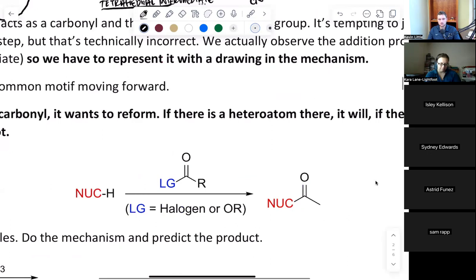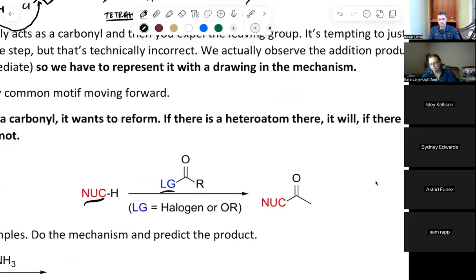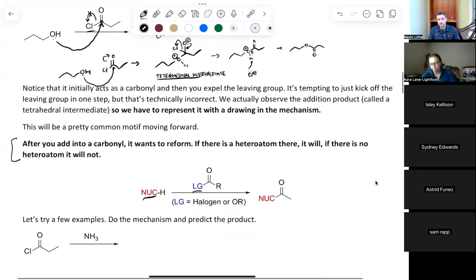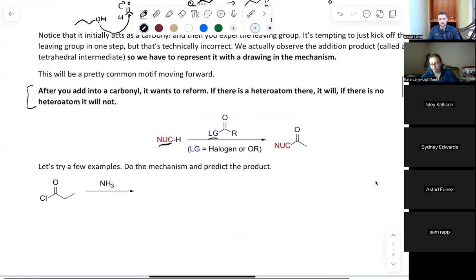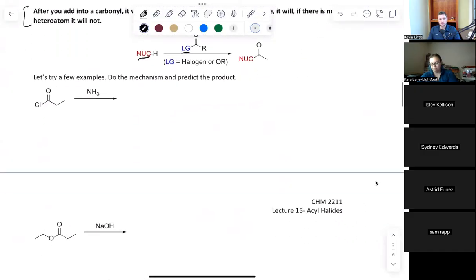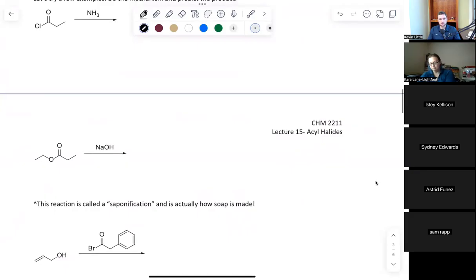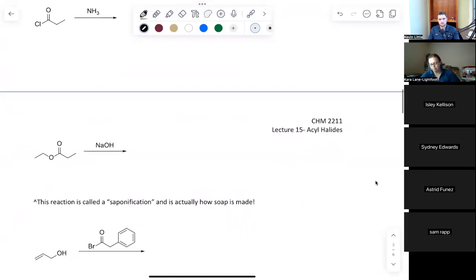Ultimately all you're doing is taking a nucleophile, taking a carbonyl with a leaving group and replacing it, right? But there's an extra step in there that we need to account for in the mechanism. And that does matter. All right, so now I want you guys to try a couple reactions. Do the product and show me, or do the mechanism and show me the product.